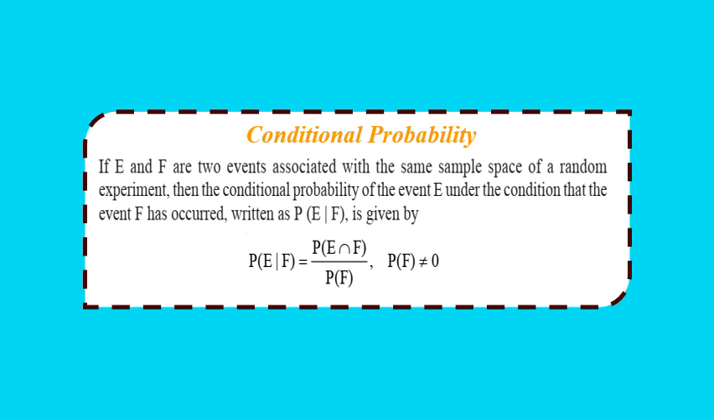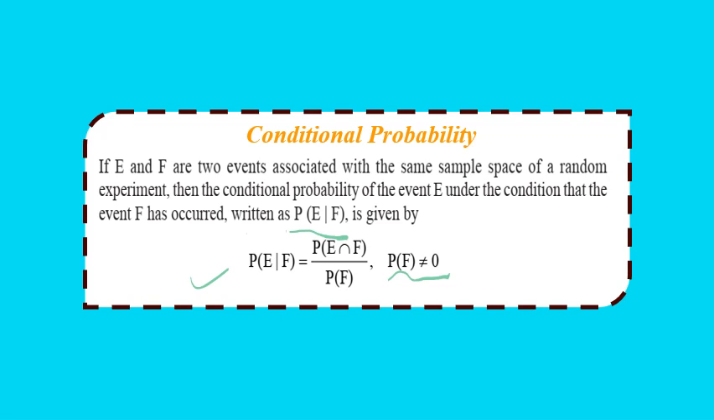Now first let me tell you what is the meaning of conditional probability. If E and F are two events associated with the same sample space of any random experiment, then the conditional probability of E under the condition that the event F has already occurred, written as P(E|F), is given by P(E|F) = P(E ∩ F) / P(F), provided that P(F) is not equal to 0. Now this is the formula and definition.